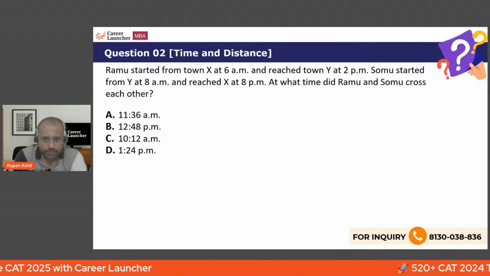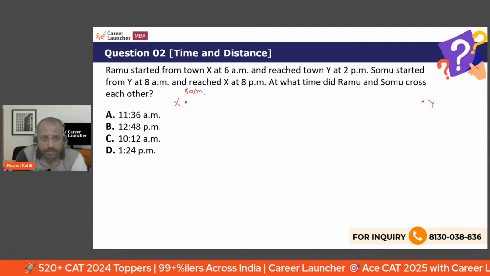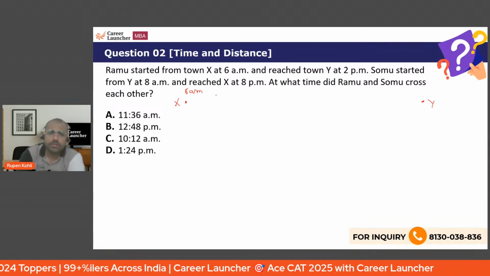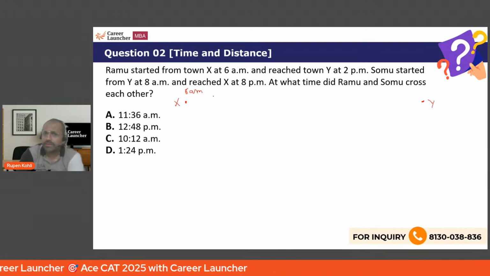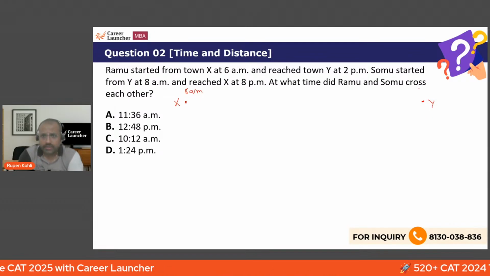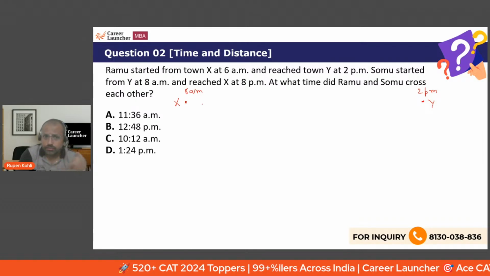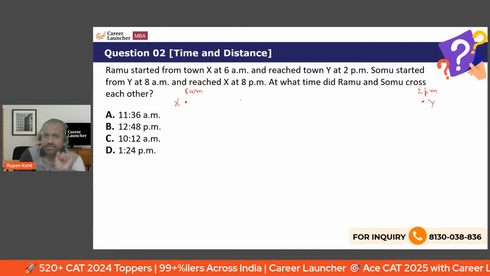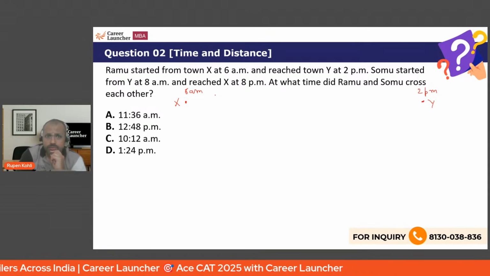Okay, let's see. So, X to Y, here comes Ramu. He starts at 6 a.m. So, although Ramu seems to be fast, right? Ramu is fast because he's only taking 8 hours, right? He starts at 6 a.m., reaches at 2 p.m., right? So he starts early. So he would have already covered some distance by the time from the other side Somu comes, right?